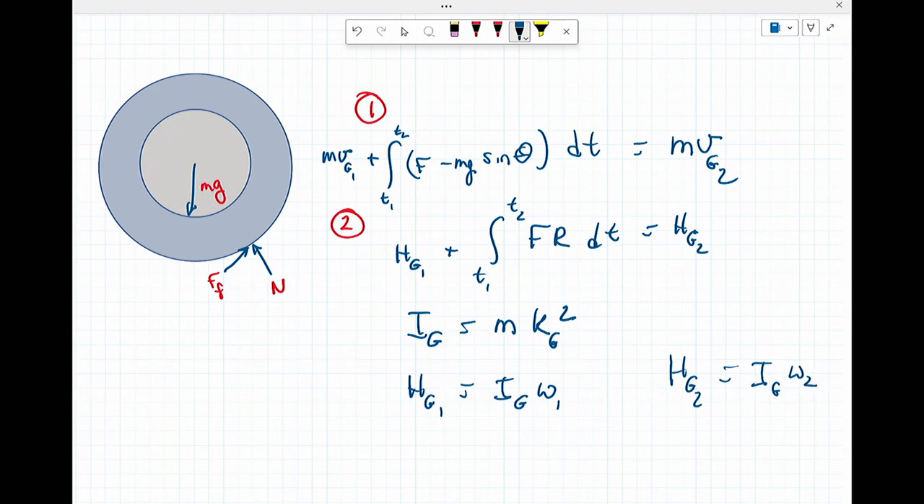I'm asked to solve for the radius of gyration, and so if I'm asked for the radius of gyration, I can write everything in terms of that. So I'll leave it as mk_g squared. And everything is going to be relative to the center of mass. So I_G omega 1, I_G omega 2. I'm not going to take it about the point of contact.